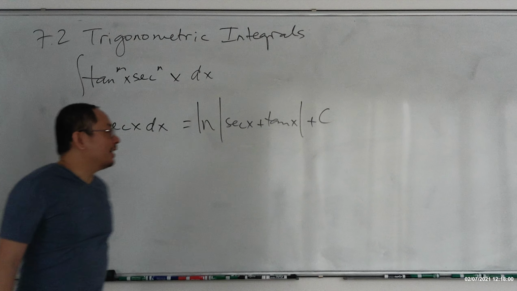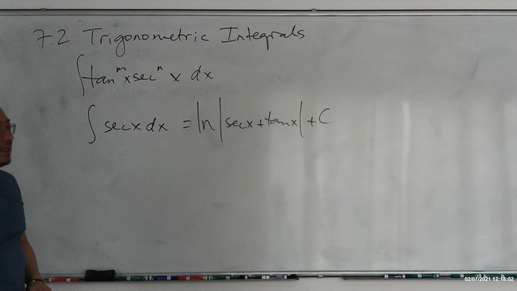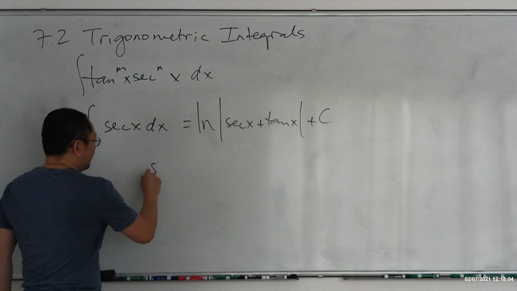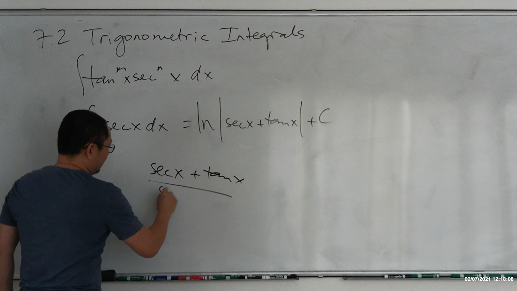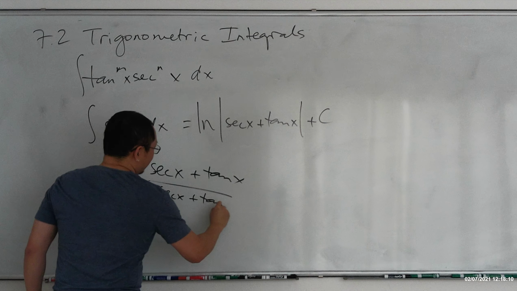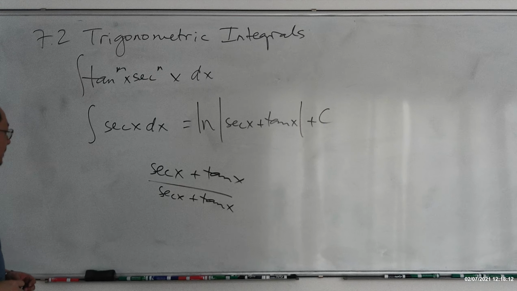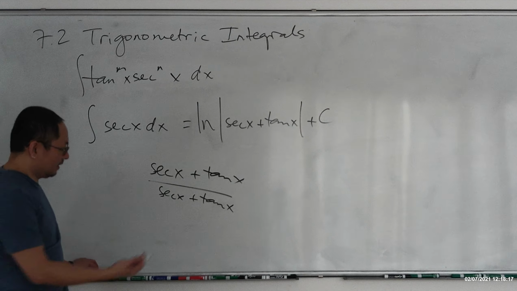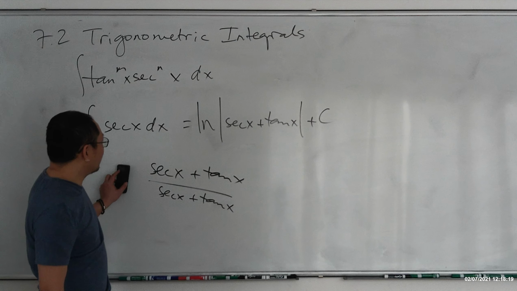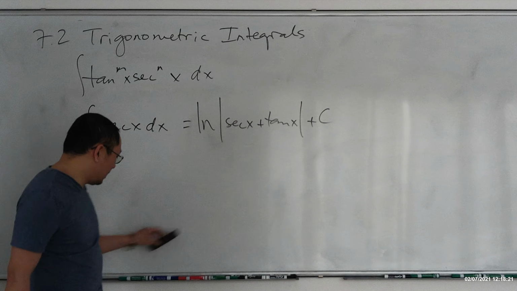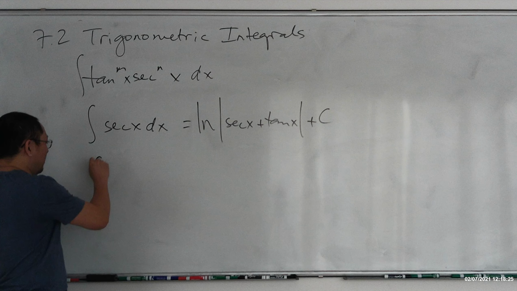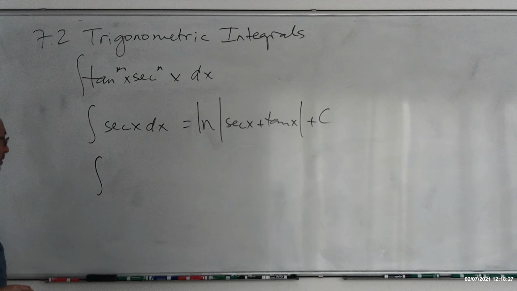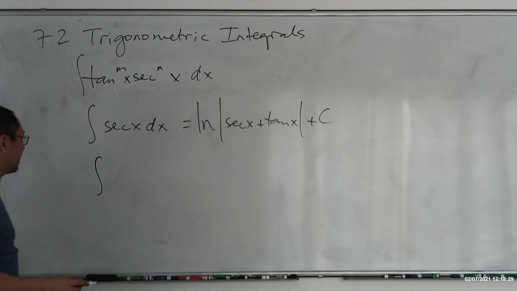What are we going to think of? Secant x plus tangent x, and multiply by that, secant x plus tangent x over secant x plus tangent x. Okay, this is pretty hard to think of, to multiply inside. So usually when I have this problem, I just think of it this way. I'll show you another way. It may be a little bit more complicated, but this, in my opinion, is more natural to think of.